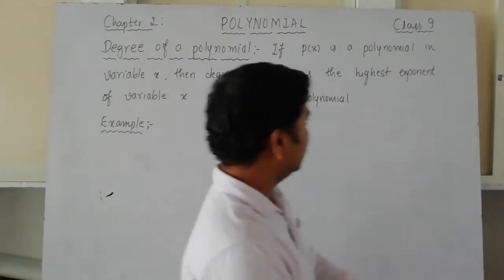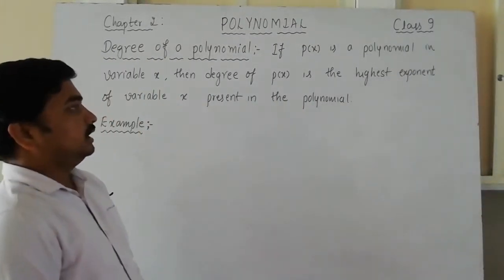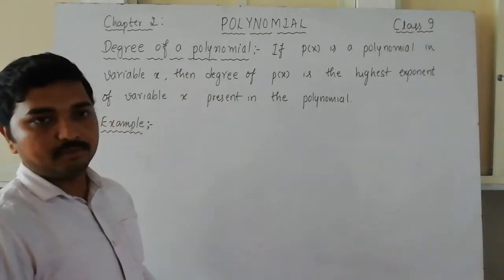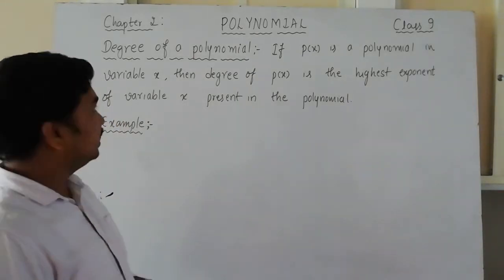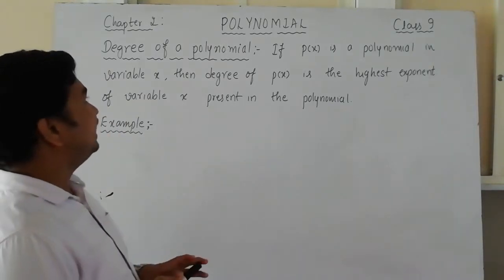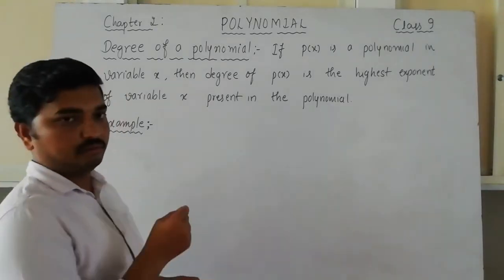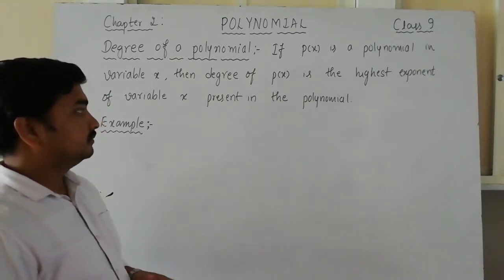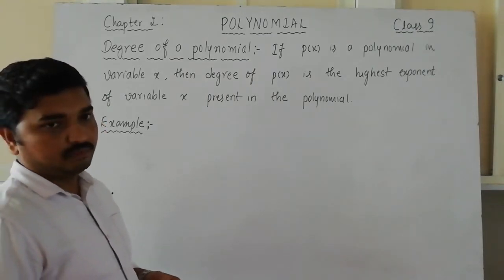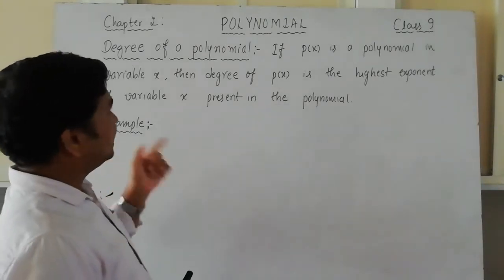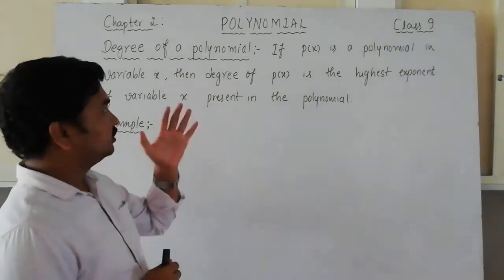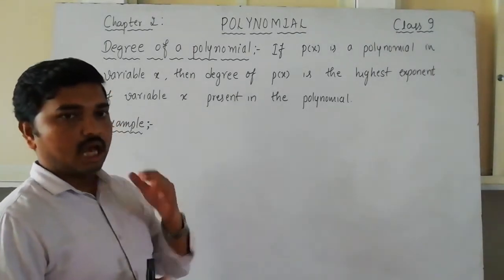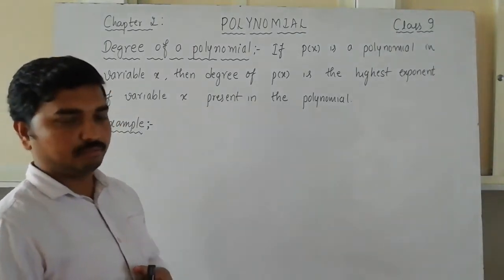Okay, so now look here. Now I will move on to the next one. This is a very important term related to polynomials. The term is degree of a polynomial. Okay, all of you write this down: degree of a polynomial. So now look at the definition of degree of a polynomial, what it says and how to determine the degree of a polynomial.